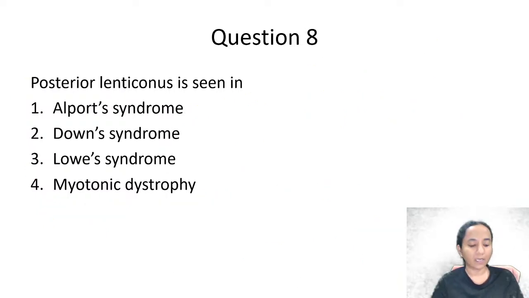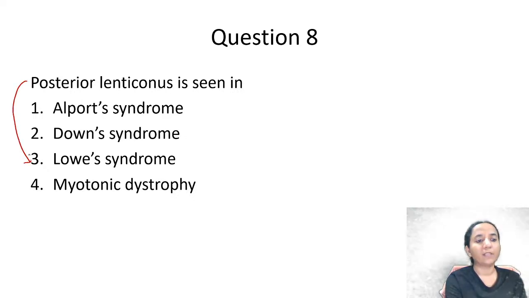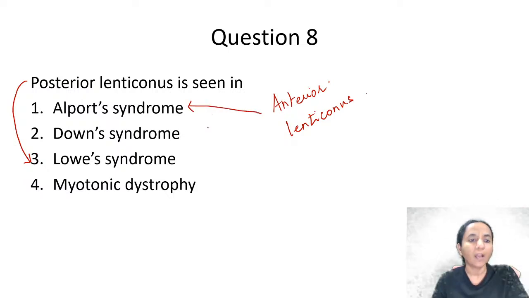Next question. Where do we get to see posterior lenticonus? Alport's, Down's, Lowe's, or myotonic dystrophy? For posterior lenticonus, we will have to mark Lowe's syndrome as the answer. And if you get anterior lenticonus as the question, then you mark Alport syndrome as the answer. So posterior lenticonus, Lowe's syndrome; anterior lenticonus, Alport syndrome.